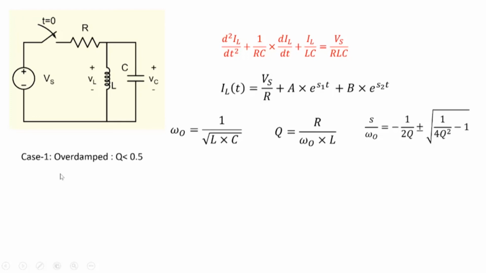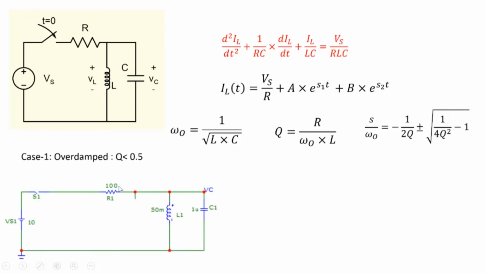So again, we have two cases. Overdamped, Q less than 0.5. So we are looking at IL. How does IL go from its initial value of 0 to its final value of Vs by R? So we've chosen a smaller value of R to keep Q small. We choose a small value of R, 100 ohms here, and we keep L and C just like in the previous case here.